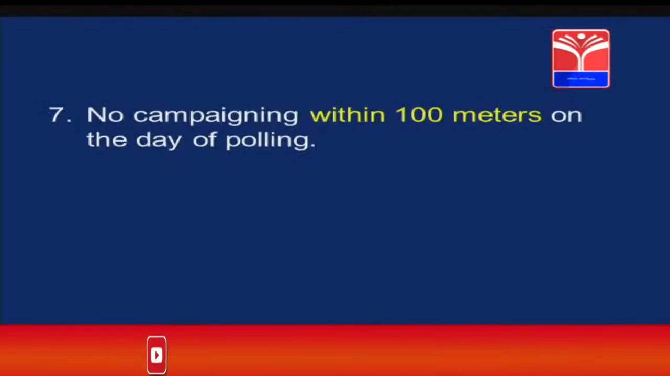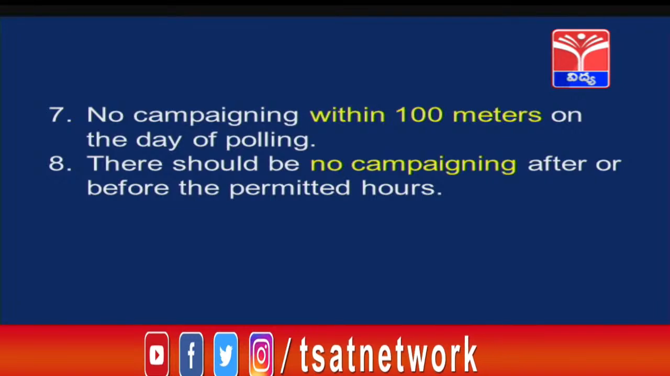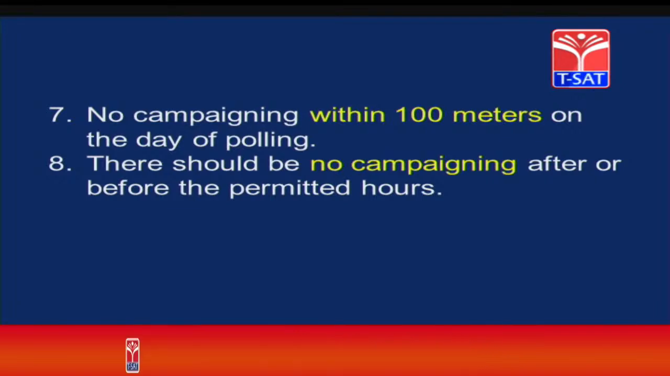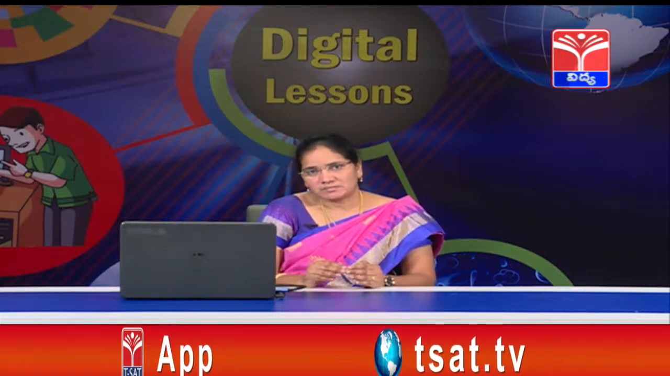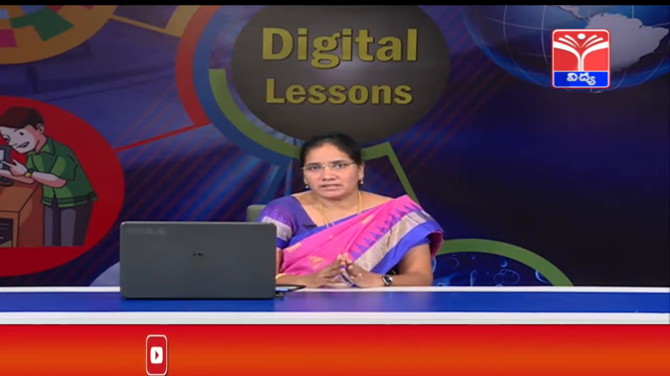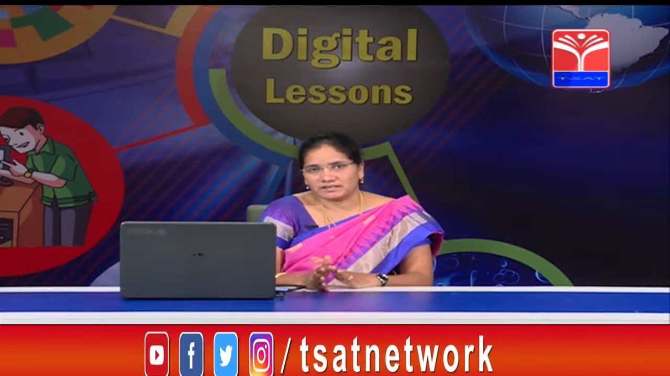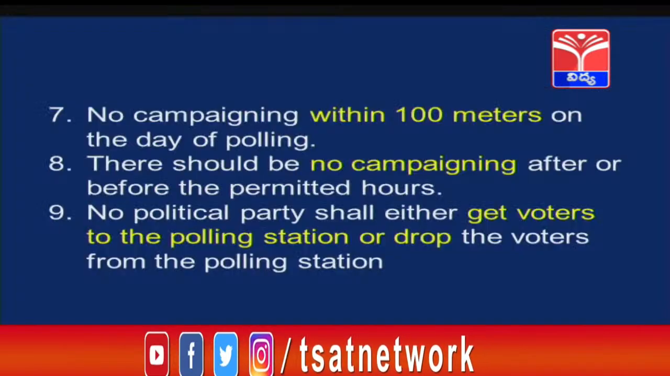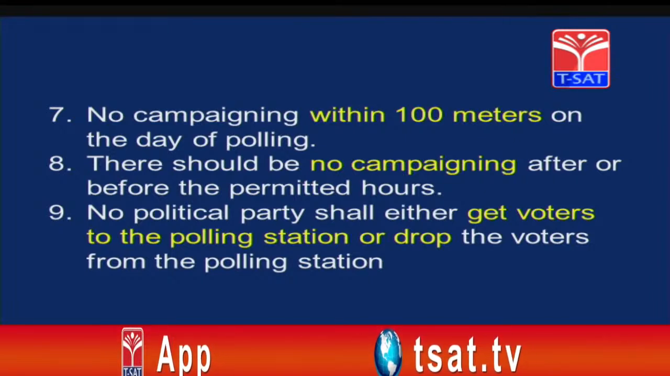Seventhly, no campaigning within 100 meters on the day of polling. Next, there should be no campaigning after or before the permitted hours. The Election Commission has prescribed a specific time period for campaigning. So, the political parties must not exceed before or after that period. And no political party shall either get voters to the polling station or drop them from the polling station.